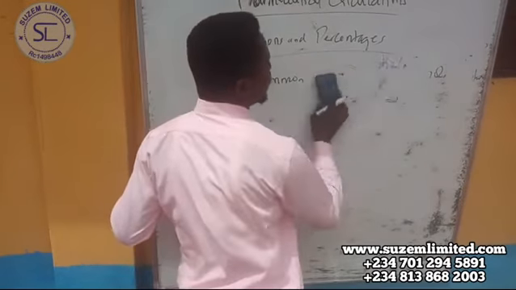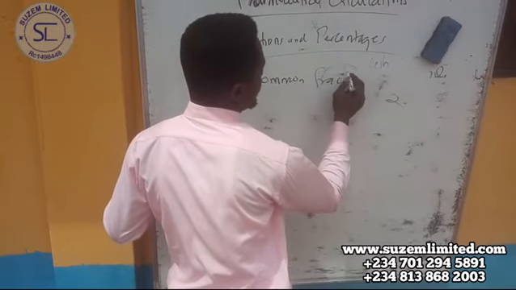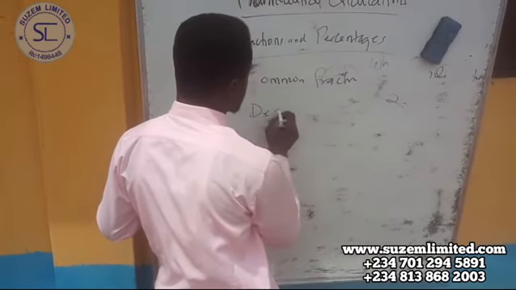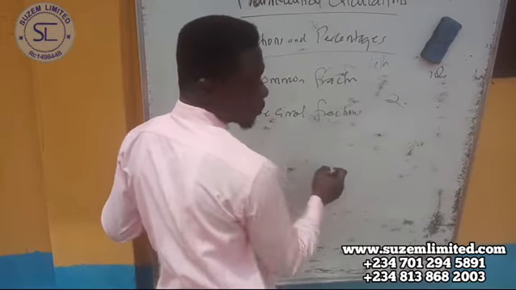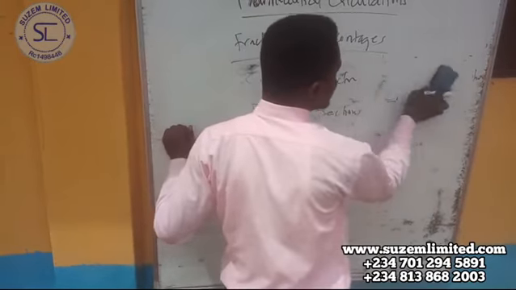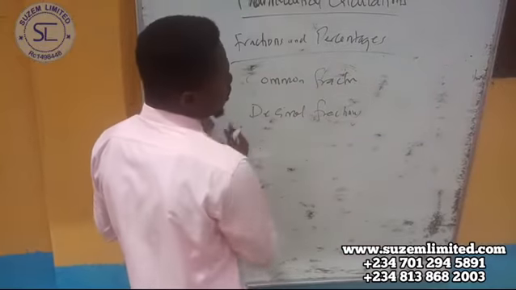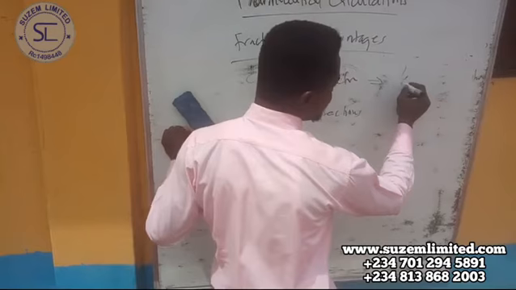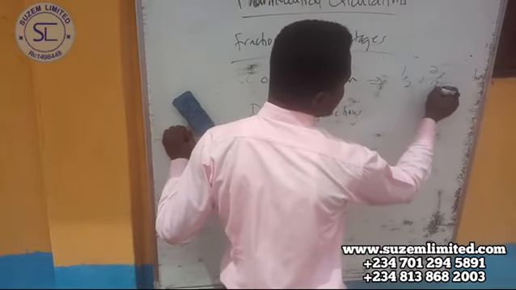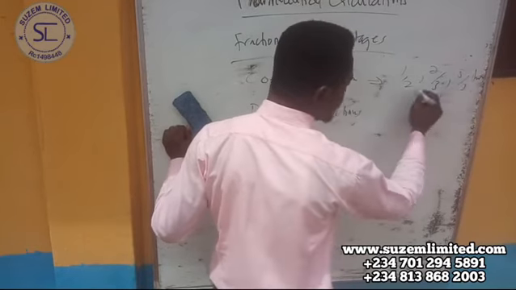Common fraction and what? We have decimal what? Fraction. We have decimal fraction and common fraction. Common fraction, the normal fraction: 1 over 2, 2 over 3, 5 over 7, 1 over 4.